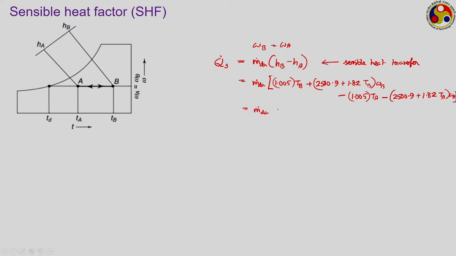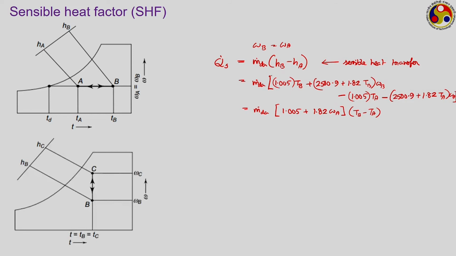Now, omega B and omega A are equal to each other. So, in this case the 2500.9 goes off, and that leaves us with 1.005 plus 1.82 into omega A, into T B minus T A. This way we can calculate the total amount of sensible heat transfer involved in this sensible heating or cooling process. Of course, the sign of T B minus T A will depend upon the direction of the process.